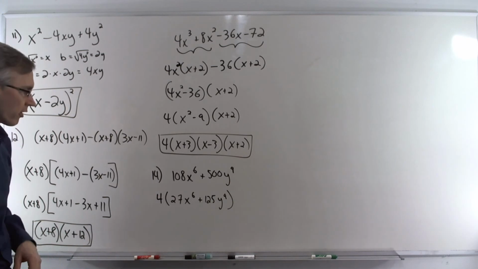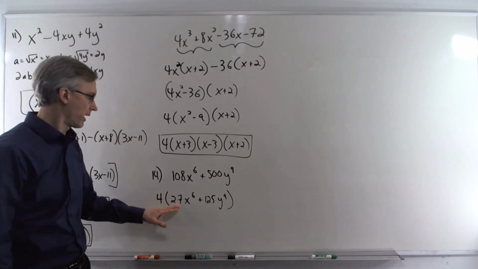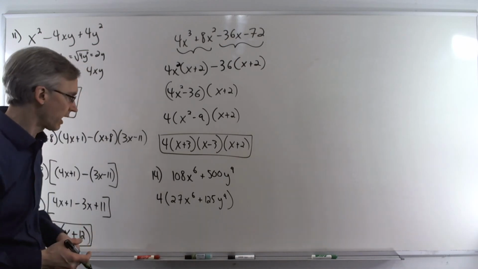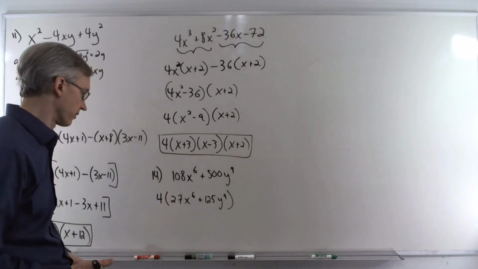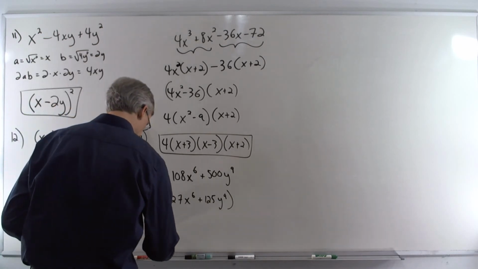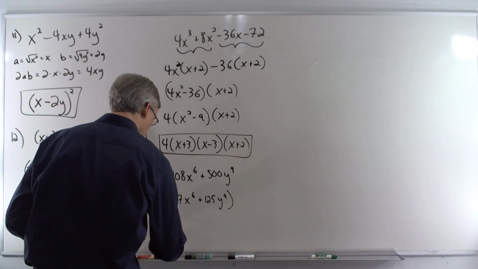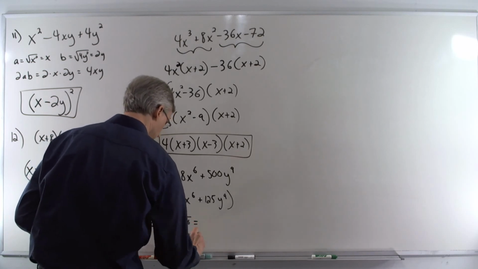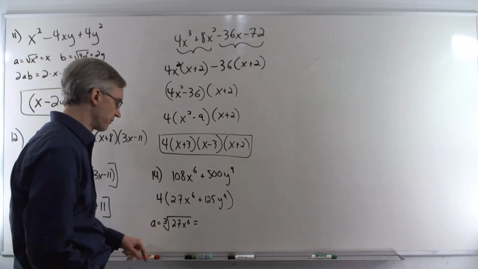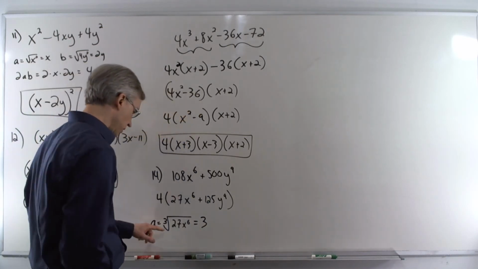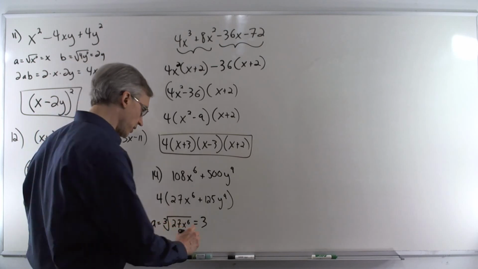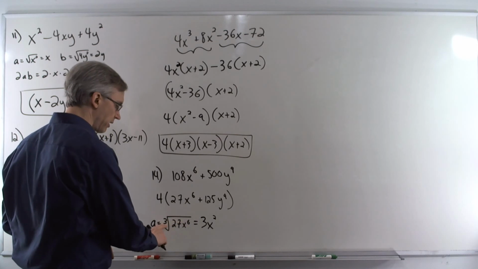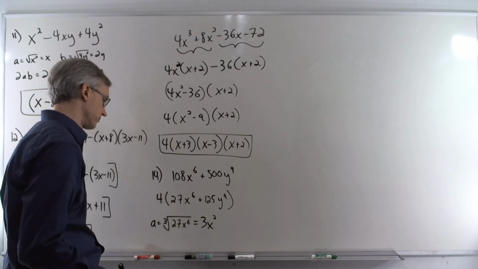So if we factor out a 4, what remains is 27 and 125, both of which are perfect cubes. So that means we do have sum of cubes now inside the parentheses. Now we can take the third root of both terms. So third root of 27 is 3. Third root of x to the 6 is x squared. Remember, divide the exponent by the index. 6 divided by 3 is 2.